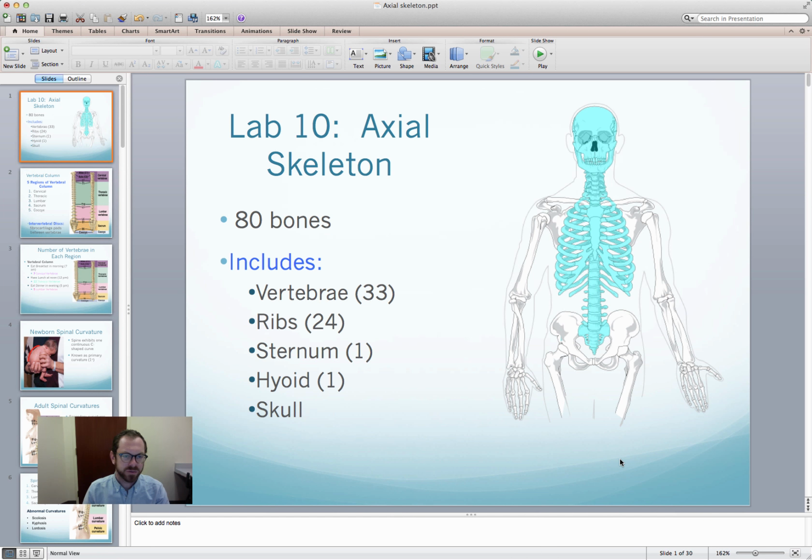This is the AV lecture for Lab 10. In this AV lecture, we'll be discussing the axial skeleton. The axial skeleton is represented in blue on this image on the right here. And the axial skeleton is made up of 80 bones, and this includes all your vertebrae, ribs, your sternum, your hyoid, and your skull.